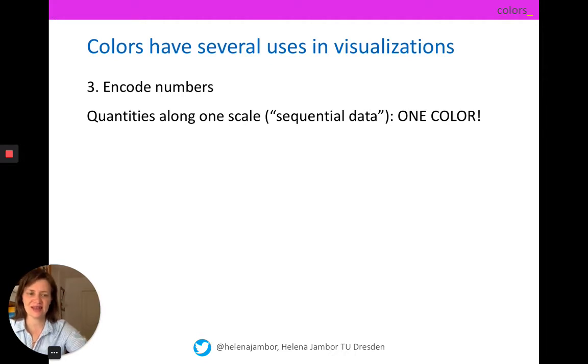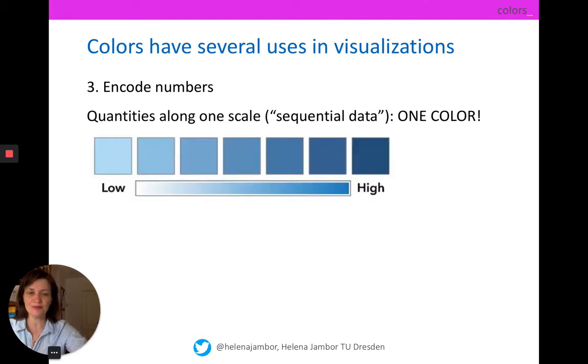In this case, the best case scenario is to use one color only, and to vary the saturation of this one color from highly saturated to lowly saturated, indicating high amount and low amount. But do pay attention that some people interpret high as the lightest value. So make sure that you have a legend that explains what is high and what is low.